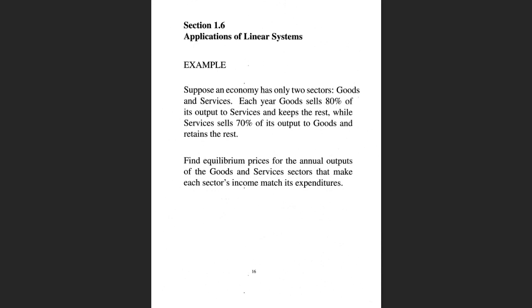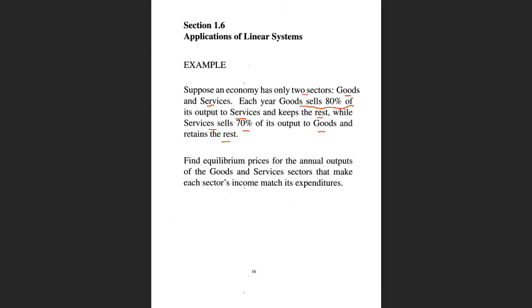Okay, so let's look at this problem. We have an economy that has two sectors, goods and services. Now, goods sells 80% of its output, what it produces, to services and keeps the rest, while services sells 70% of its output to goods and retains the rest.